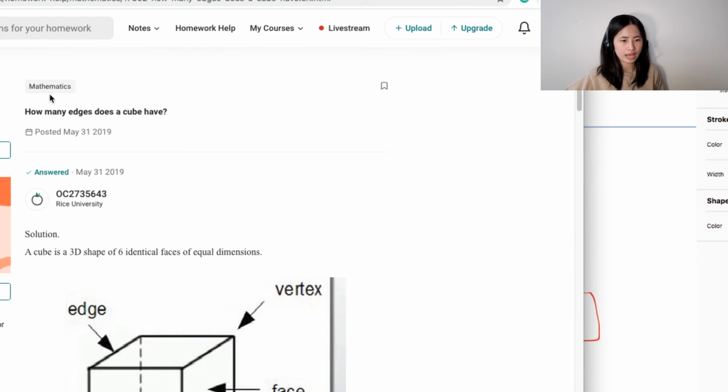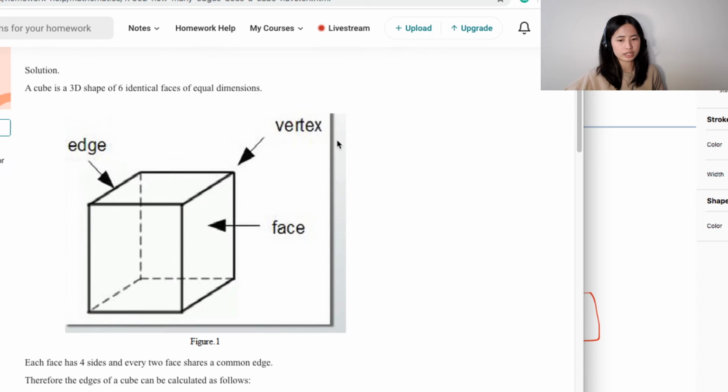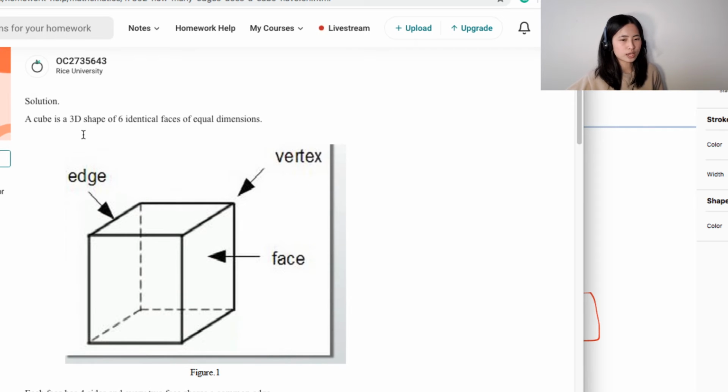Okay, so this question, it's asking how many edges does a cube have? And amazing, they actually gave us a figure which we can use. So as you can see, if we have a cube, I think probably everyone knows what a cube is and how it looks by now. And if not, this is how a cube looks.